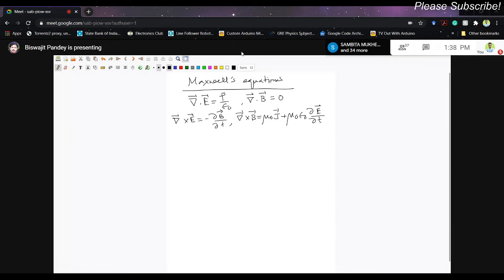One is the charge density rho for the electric field, and also the time variation of the magnetic field. Similarly, for the magnetic field, we have current density as a source, as well as the time variation of the electric field. But remember, this rho can be a function of both space and time. In electrostatics, rho was just a function of space, rho of r. But this time we can have a situation where rho is a function of r and t, and J can also be a function of r and t.